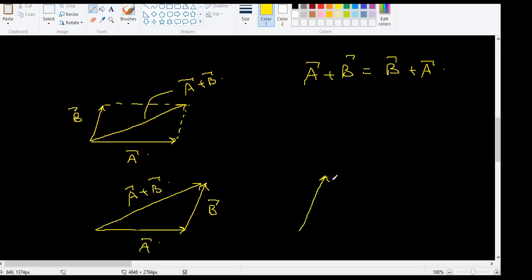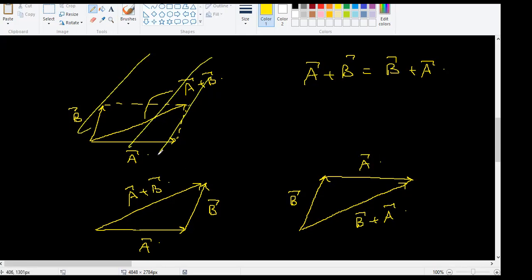This is B vector. So first I am putting the B vector, and then the tail of the second vector should be brought to the head of the first vector. So A is the second vector in this case. This is A. And according to the law of vector addition, this is your B plus A. So you can see that this and this are equal, which means we prove that it is commutative.